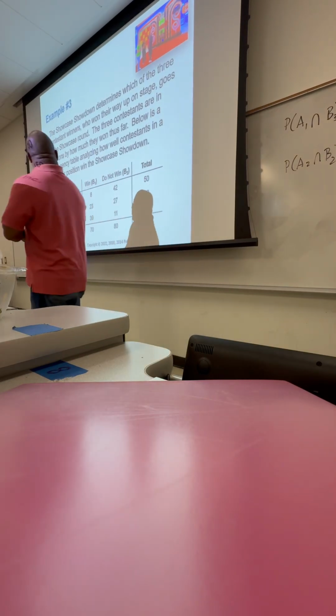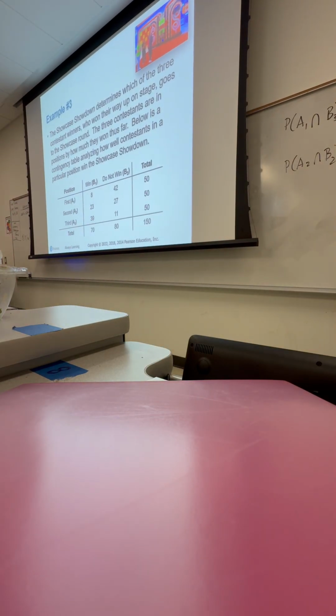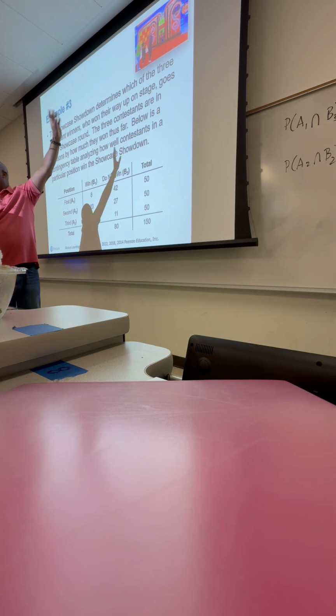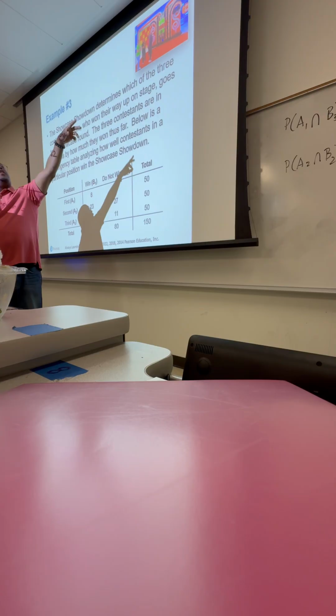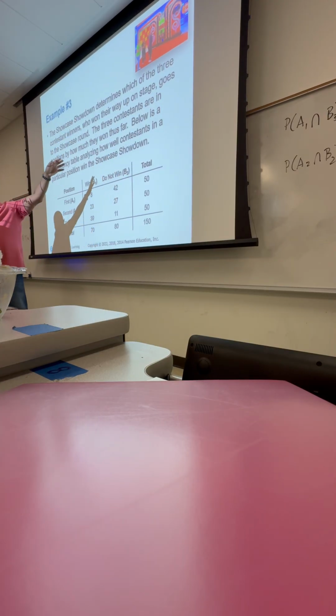All right. Let's look at our scenario and watch how we answer these probabilities. We're going to use the same pedagogy that we just applied with the contingency tables. The showcase showdown determines which of the 3 contestant winners who won their way up on stage goes to the showcase at the end of the show. The 3 contestants are put in position by how much they won thus far, from who won the least amount to who won the most. The person who won the least amount spins first, and the person who won the most spins last.